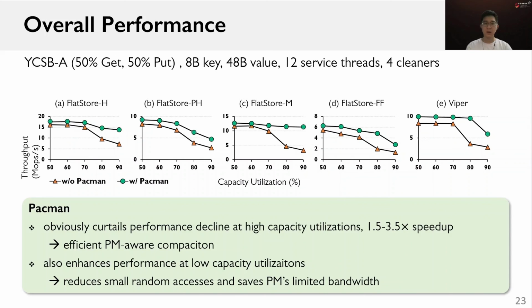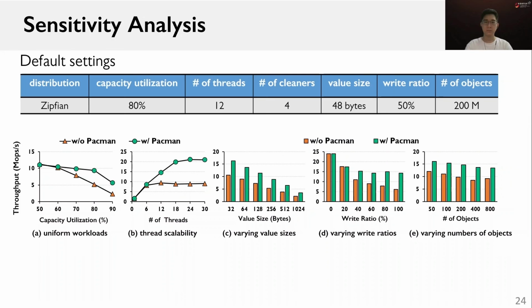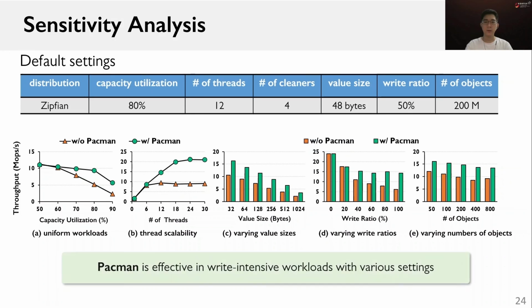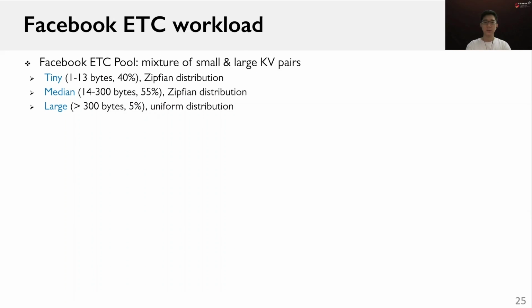Pacman also enhances the performance at low capacity utilizations, where compaction is not very urgent. This is because Pacman reduces the small random accesses and saves PM's limited bandwidth. Then, we vary the workload settings, including uniform distribution, different thread counts, different value sizes, different write ratios, and different numbers of objects. These results show that Pacman is effective in write-intensive workloads with various settings.